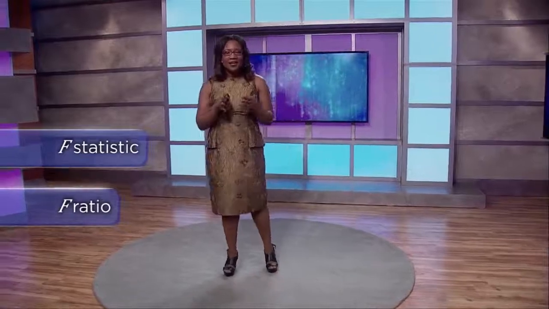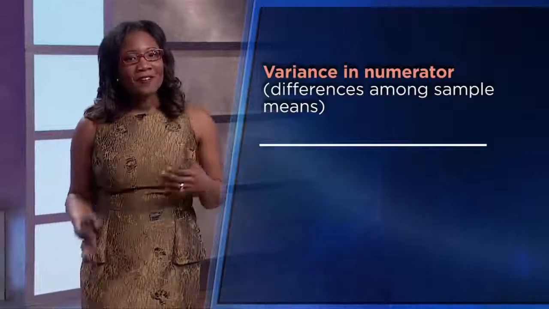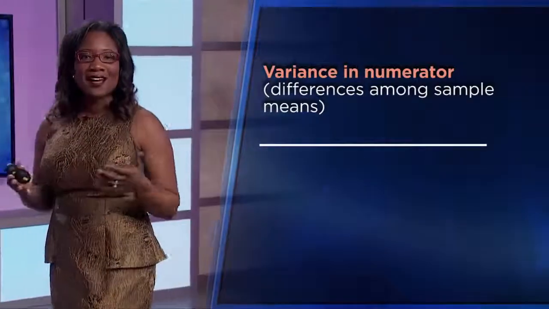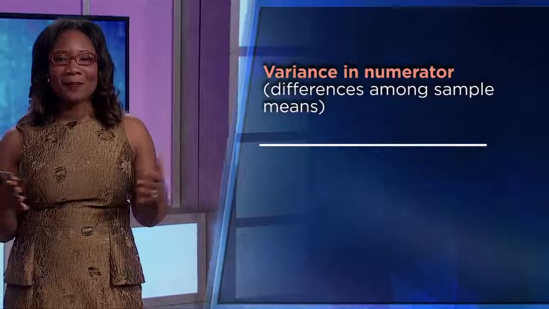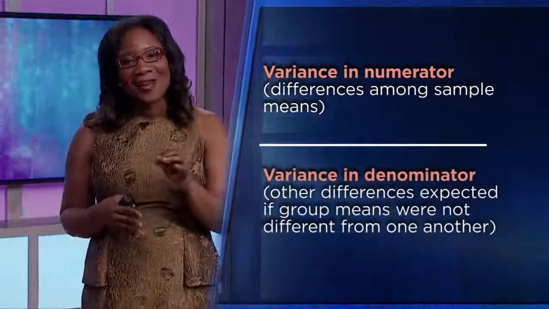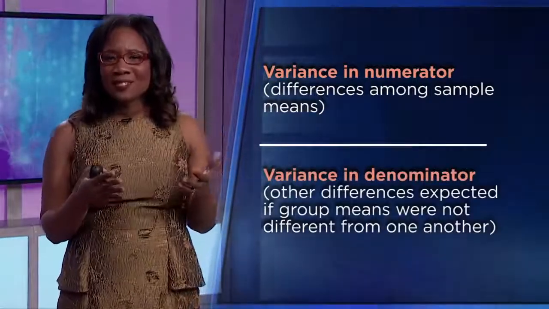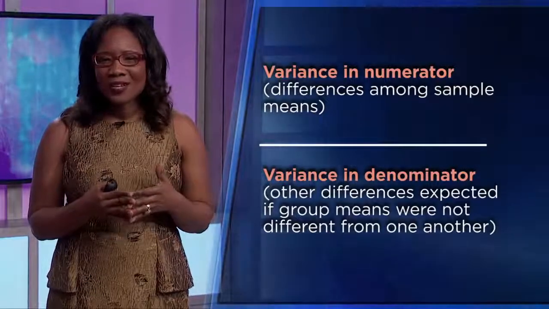All right, so what we've just computed is called the F statistic, or the F ratio. Now, unlike our T statistic, which is based on sample means, this F ratio is a ratio of the sample variances. Now, the variance in the numerator measures the size of the differences among the sample means. And the variance in the denominator measures the other differences expected if the group means were not different from one another. Now, because these F ratios are computed from two variances, they're always going to be positive numbers.